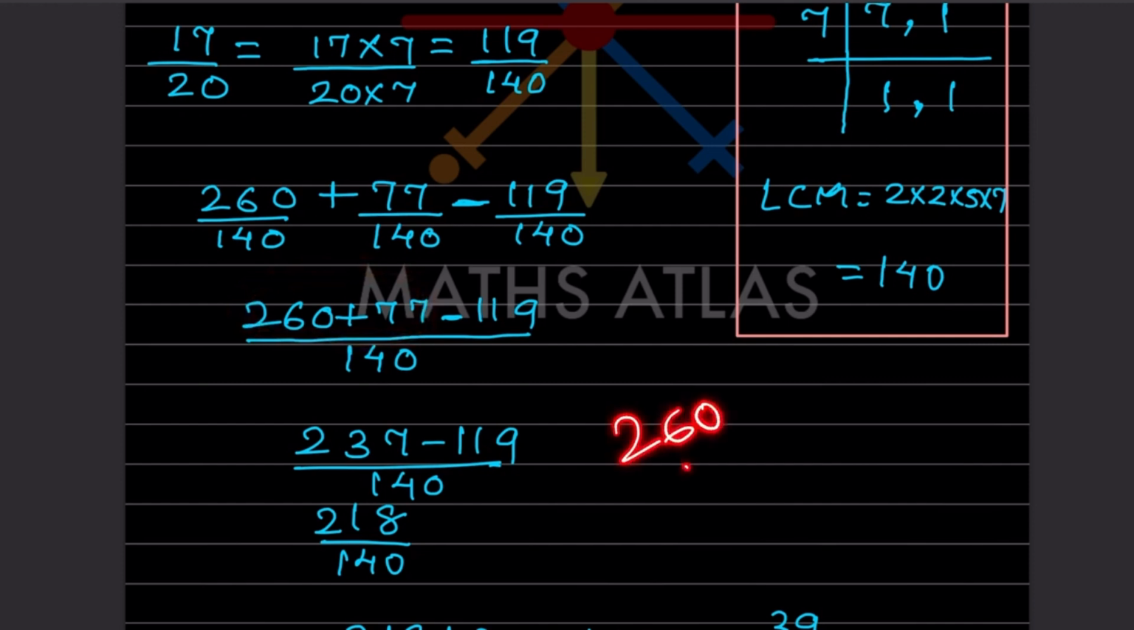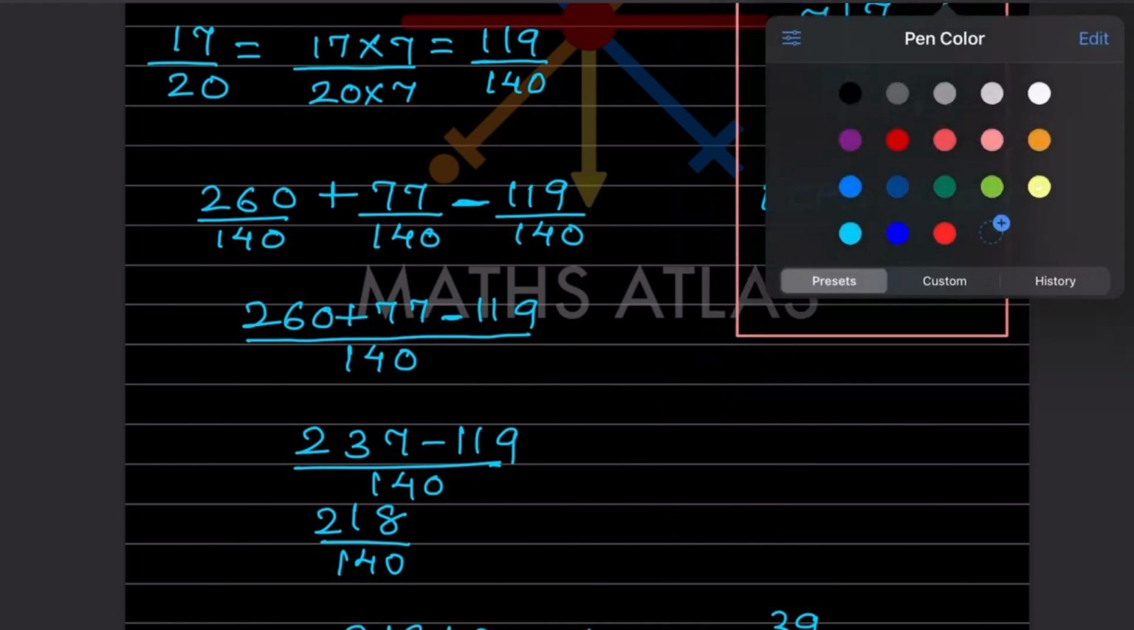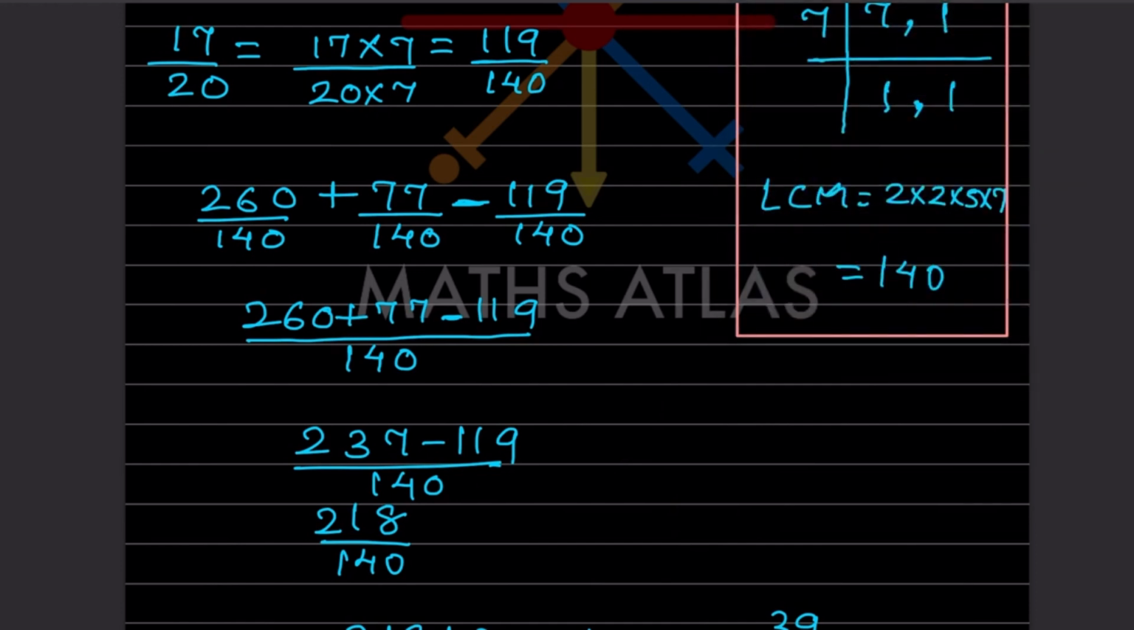260, and this is 77. So this is going to be how much? That is 337. Actually, there is an error over here. So what is that? That is 260 plus 77, which is 337. So what are you going to do?